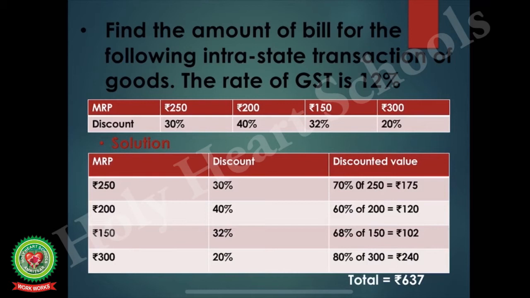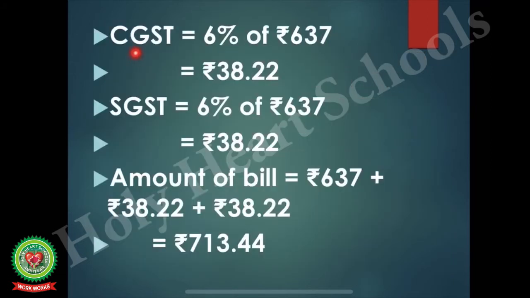The next step is to add all these discounted values, and the total comes out to be rupees 637. The rate of GST is given as 12%. As this is a case of intra-state transaction, we are going to calculate CGST and SGST. So CGST will be equal to 6% of rupees 637, which comes out to be rupees 38.22, and SGST will also be equal to 6% of rupees 637, which is equal to rupees 38.22.